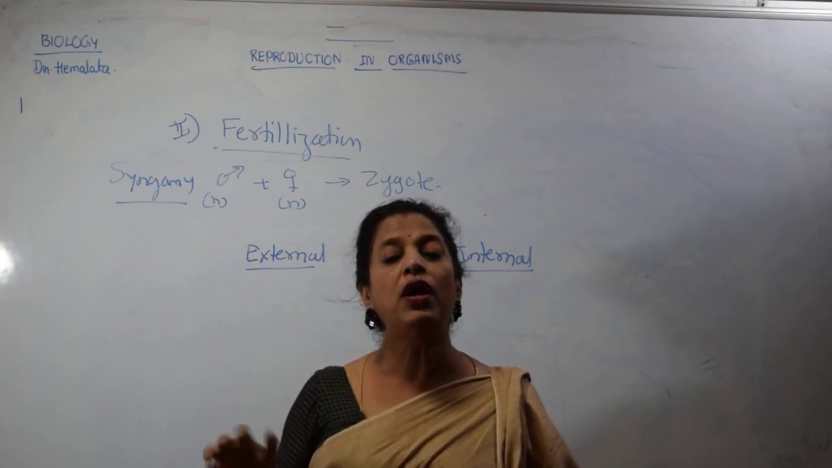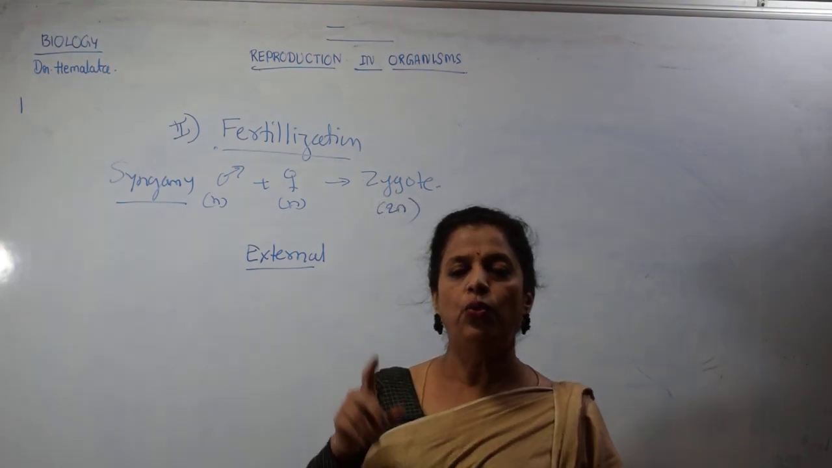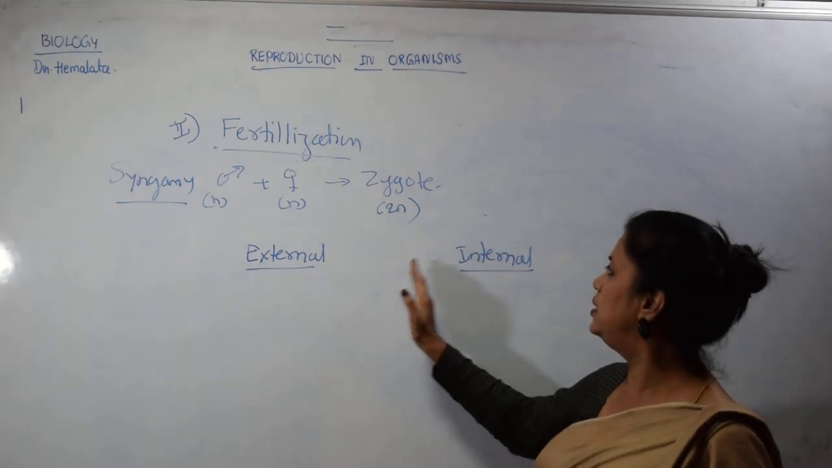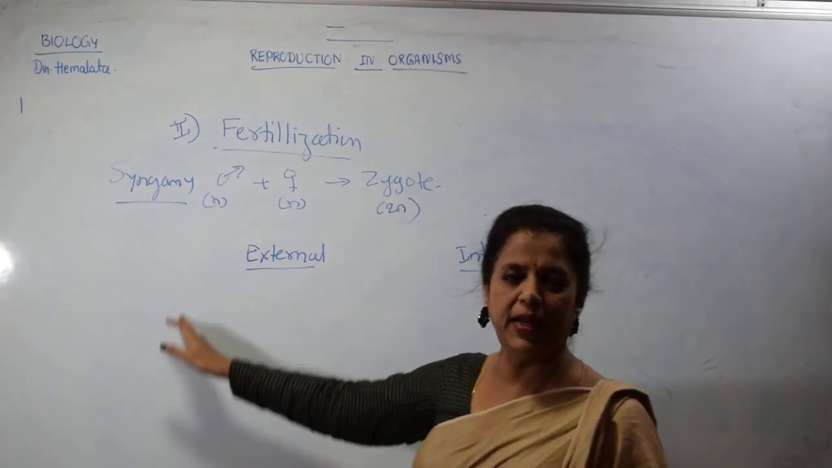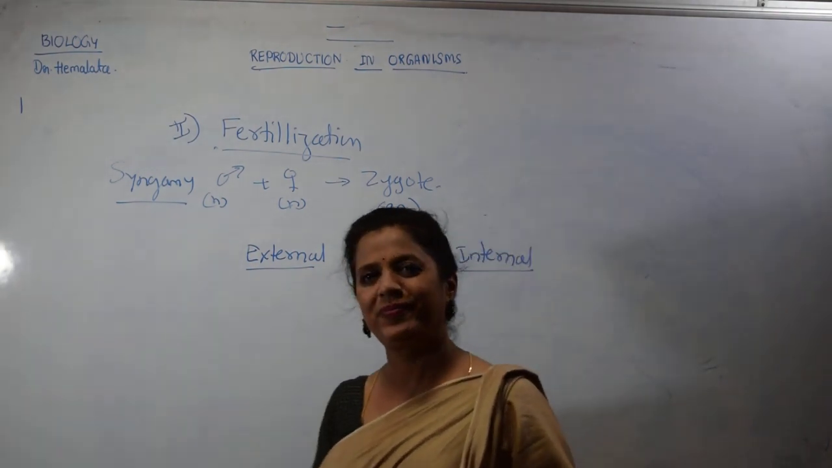Now we'll have to move on to the post-fertilization events. Okay. So first I give you some work. Sit and write 2 columns, external fertilization and internal fertilization. Make the columns and write a minimum of 5 differences. Can you do that? Okay, do it now.